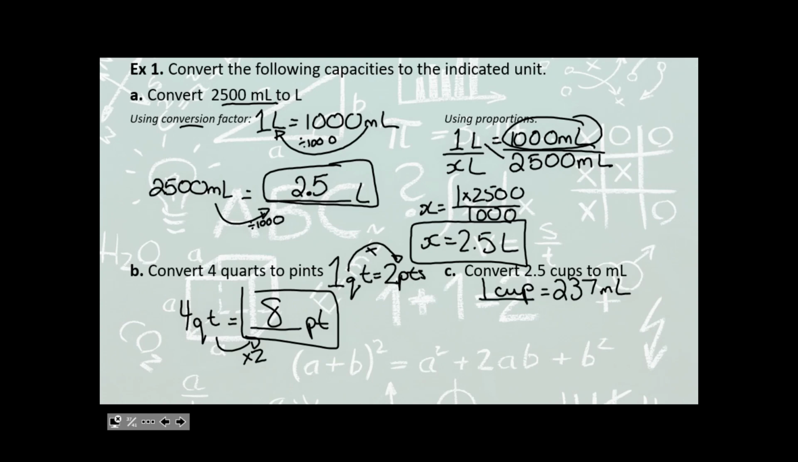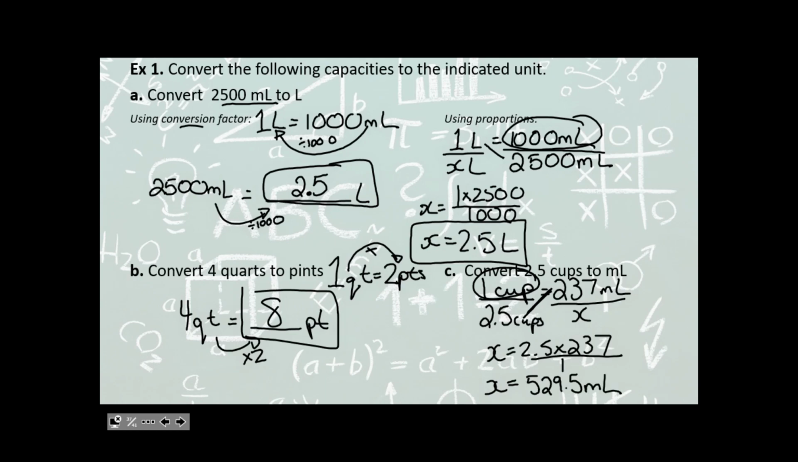So I'll set up my proportion. I'm looking, if I have 2.5 cups, how many milliliters would that be? Now once I've set up this proportion, I can cross multiply the two numbers that are diagonally across from each other and divide by the number I haven't used yet. So divide by 1. And when I put that on my calculator, x is equal to 592.5. My units is milliliters. Okay. Make sure you always include your units.